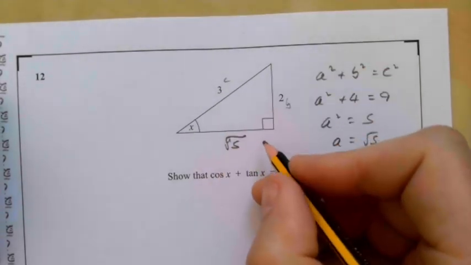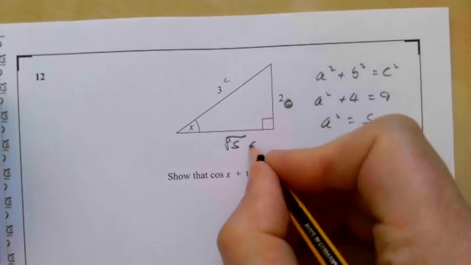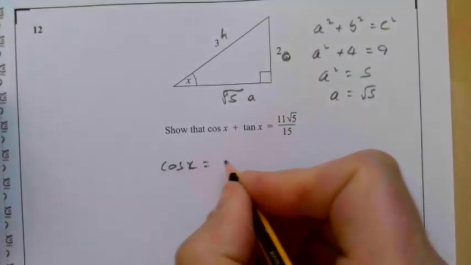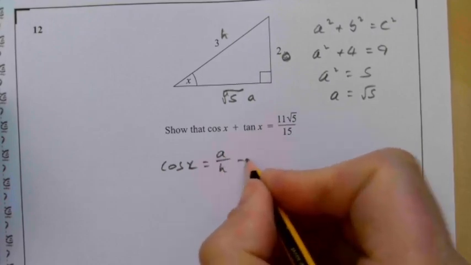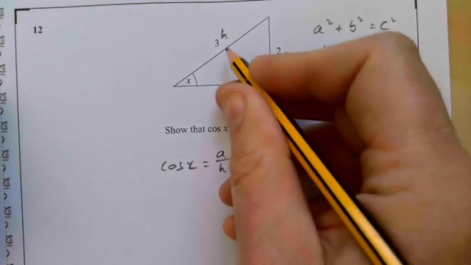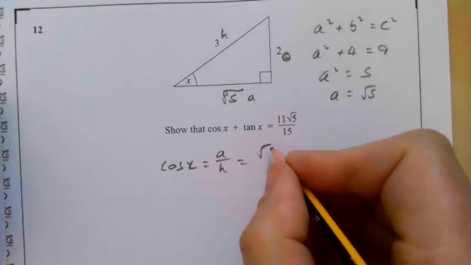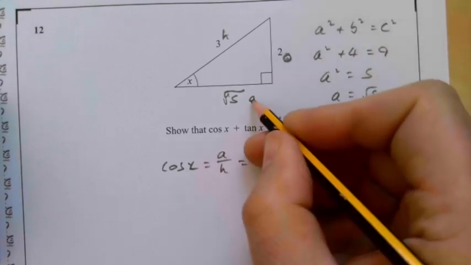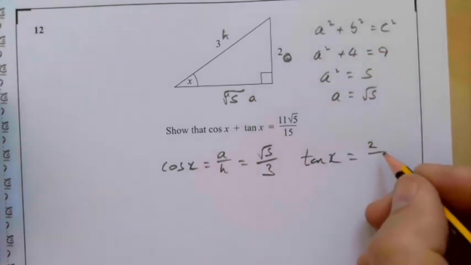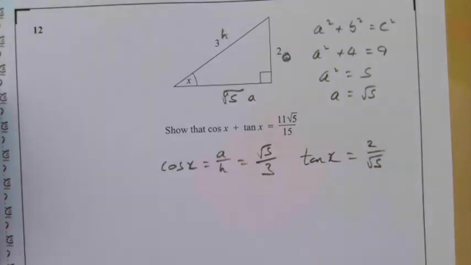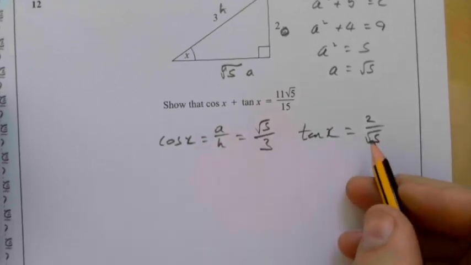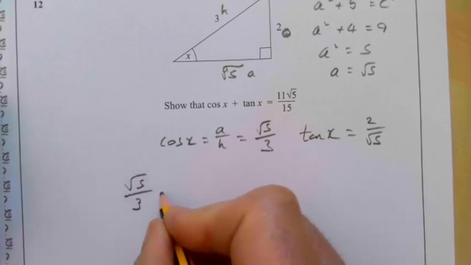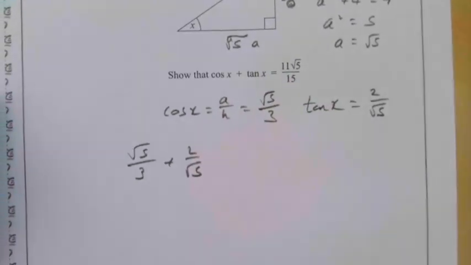Next we want to go O, A and H. So that's O, that's A, and that's H. And we know cos x is A over H. So it's root 5 over 3. And then tan x is O over A. So it's 2 over root 5. So we need to add those two things together. cos x plus tan x. So root 5 over 3 plus 2 over root 5.